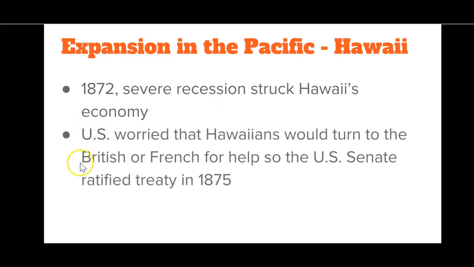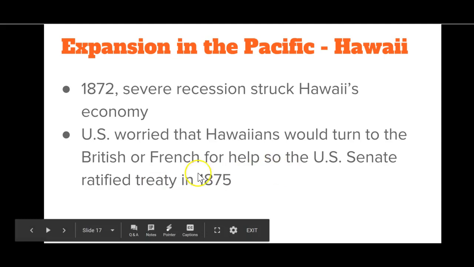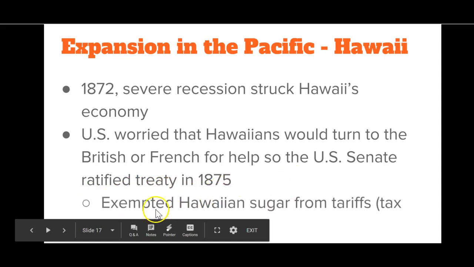This note reads that the US worried that Hawaiians would turn to the British or French for help because of the recession. So the US decided that they would ratify, they would make into law, a treaty in 1875, okay? And what it did was to exempt Hawaiian sugar from tariffs. Exempting means that you don't have to. So think of it like everything but, right? So Hawaiian sugar was not taxed.